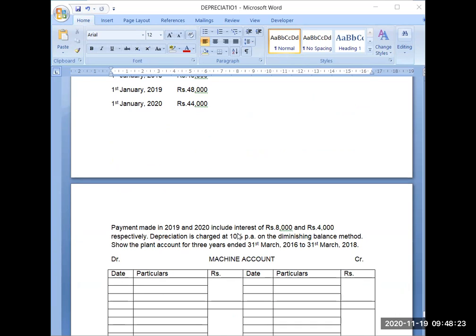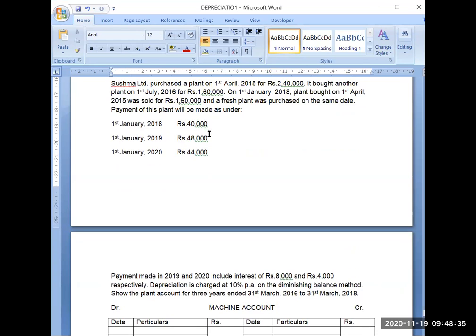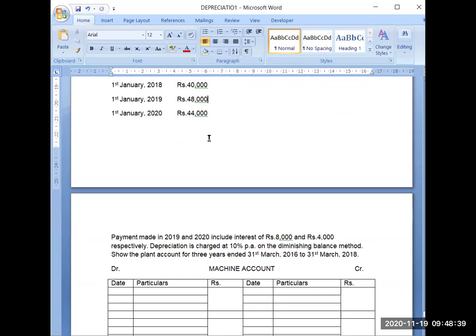Payment made in 1920 includes interest of rupees 8,000 and 4,000. So this includes interest of 8,000, this includes interest of 4,000. So interest will not become part of cost because interest has been paid after the machinery has been put to use. If the machinery would not have been used, then this interest can become part of the cost of the machinery. So we will eliminate the interest part and then we will calculate the cost of the machinery.